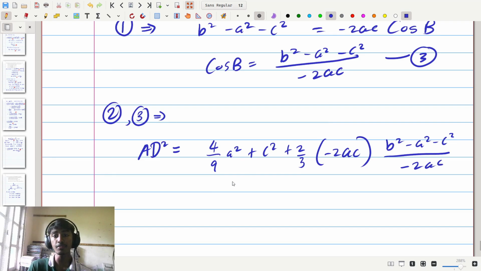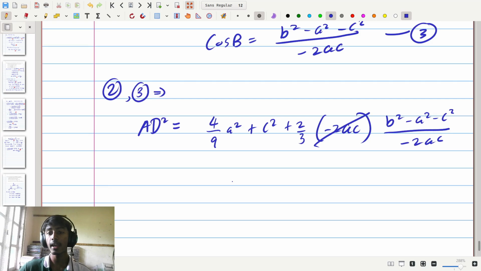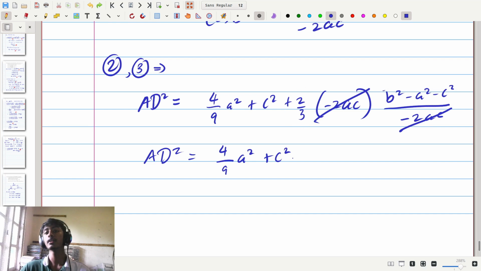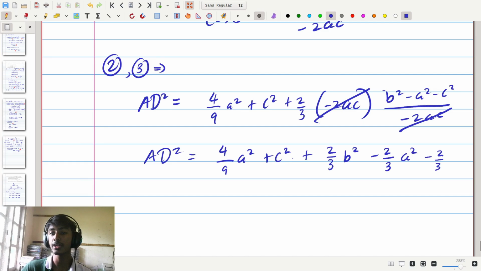Now from this we can see if we cancel out the minus 2ac here and here, since the lengths a, b and c are not 0, we can cancel these two out without a problem, and then we get AD squared being equal to 4/9 a squared plus c squared plus 2/3 times b squared minus a squared minus c squared. So we get plus 2/3 of b squared minus 2/3 of a squared and minus 2/3 of c squared.